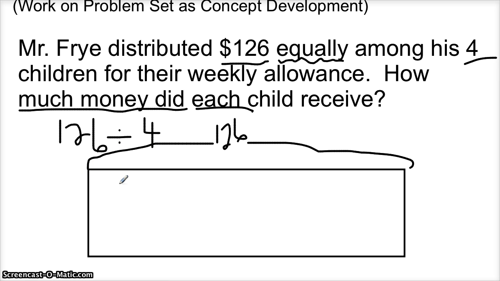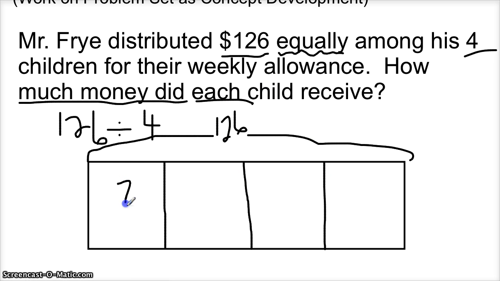Okay, now how can we break this up to think about how much money each child should receive? Okay, because there are 4 children, we're going to break this up into 4 even boxes. Pretend that's a perfectly straight line, please. Okay, 4 children, 4 boxes. So we are trying to figure out how much money each child receives. We know that 4 children together receives $126. So how much money does one child get?